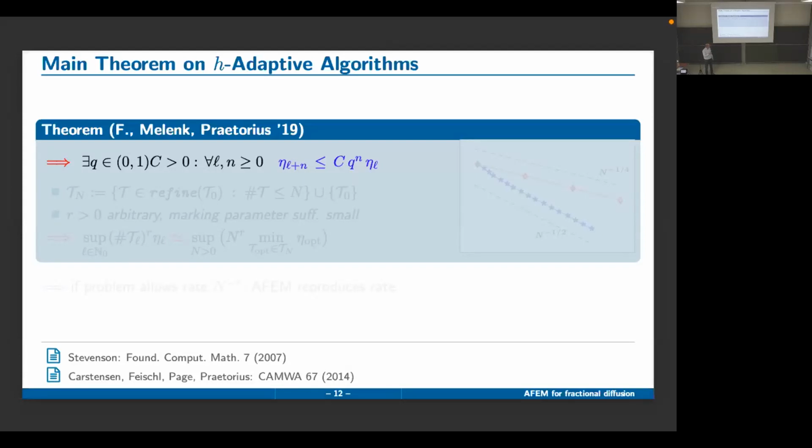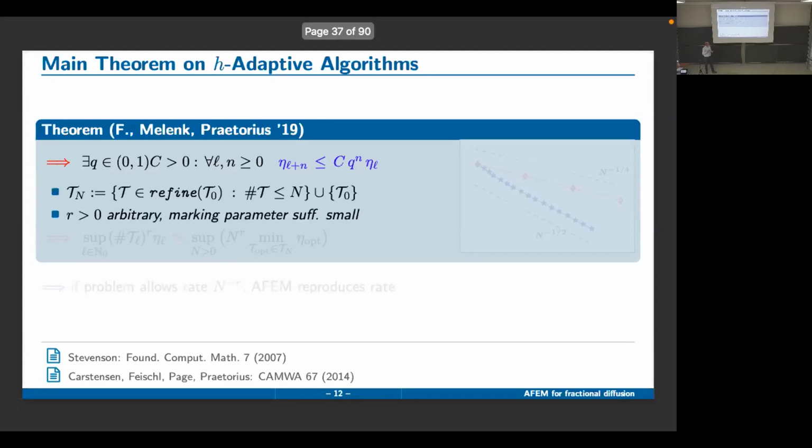And the formulation of such theorems goes back to Stevenson in 2017. And yeah, we have to mention the work by Carstensen, Feischl, Page, Praetorius called Axioms of Adaptivity. And this is actually how we formulate our theorem based on this work here. Okay, so the idea is, if I do n steps in my algorithm, we can show that our modified error indicator contracts with q to the n, so linear convergence of the error indicator.